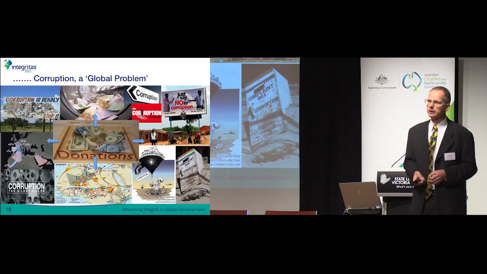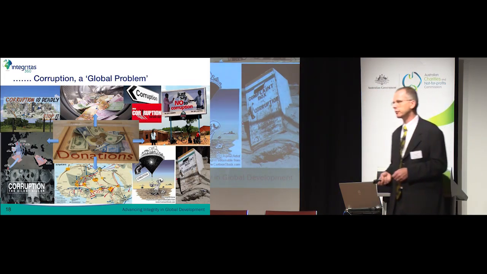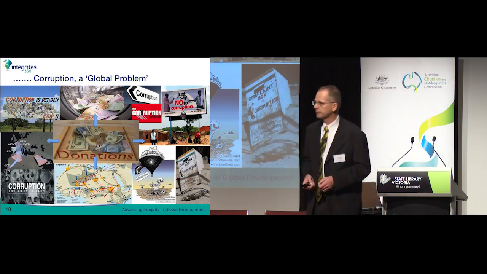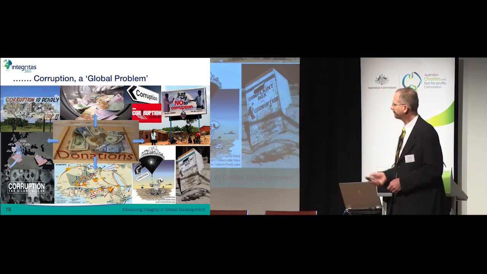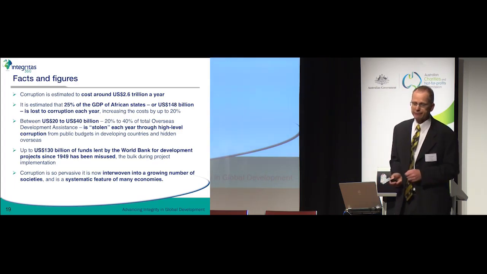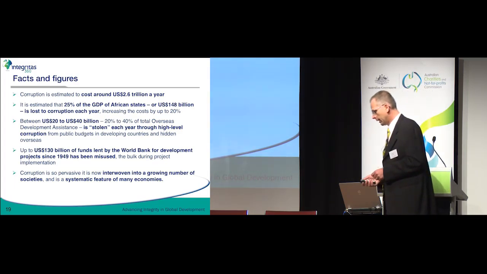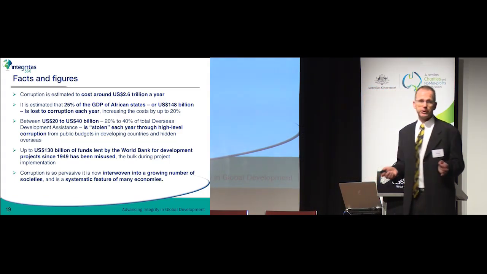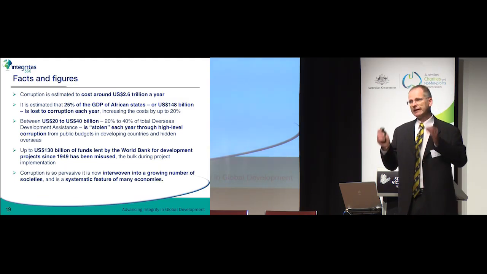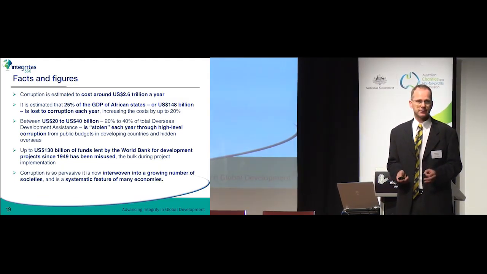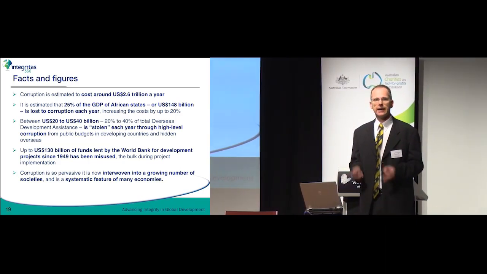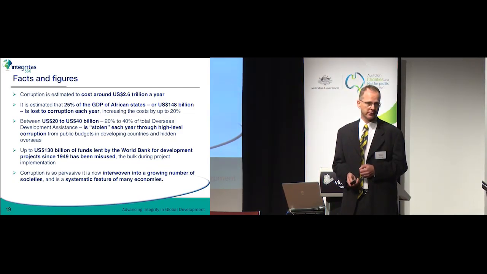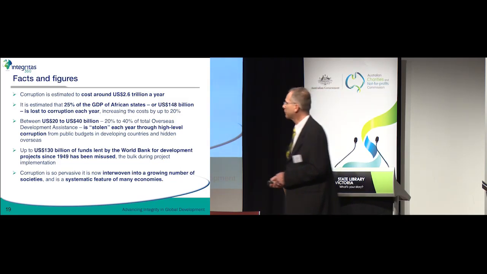When we talk about corruption, it's a little bit broader. We're not just talking about fraud. Fraud is a subset of corruption. We're talking about favoritism, nepotism, bribery, embezzlement. The list goes on. So let's go through some facts and figures. I'm not sure how many people know this, but corruption is estimated to cost the world economy around $2.6 trillion a year. If that was a business, it would be the third largest industry in the world. And it's growing. The problem is not getting smaller, the problem is getting bigger.